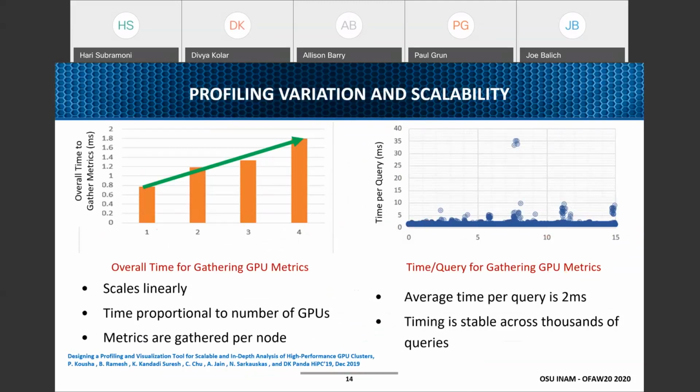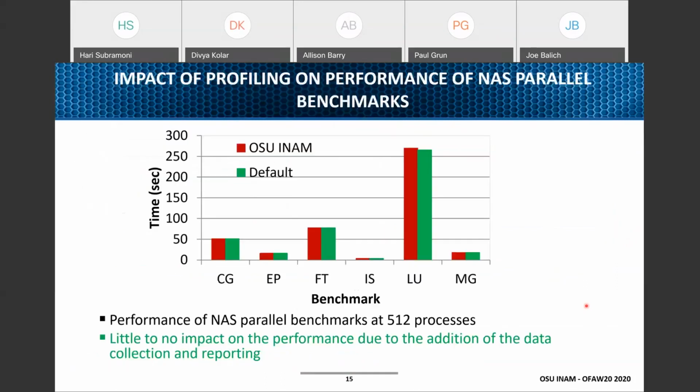And this is how the time for gathering GPU metrics varied across a run of a large application. This is an application which ran for 15 minutes. And as you can see, the average time for query is as low as a couple of milliseconds. So this is not going to have a significant impact on your end application performance.